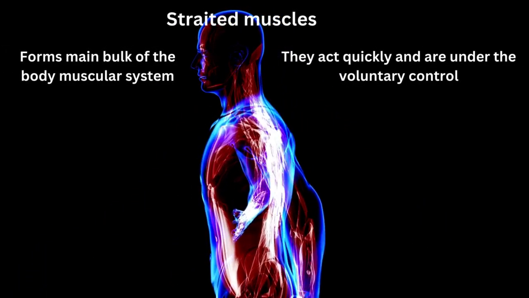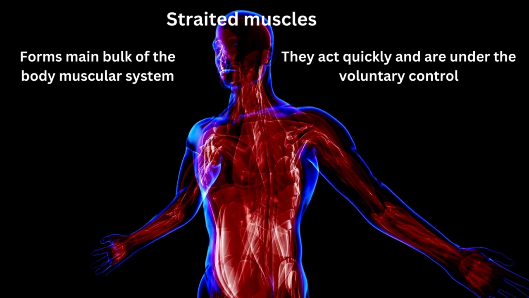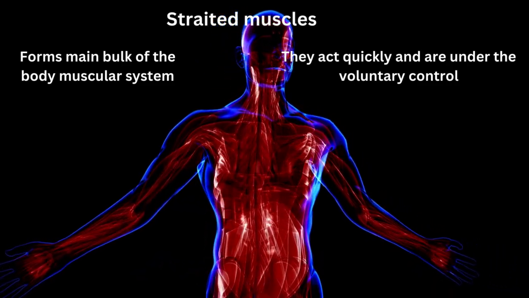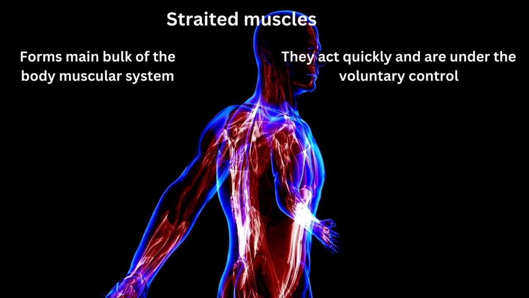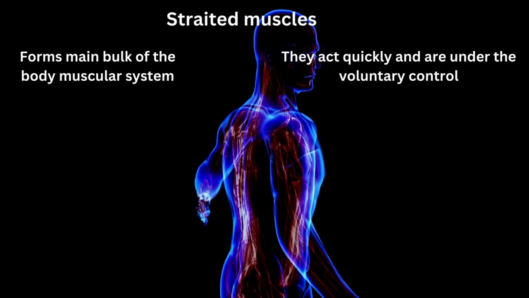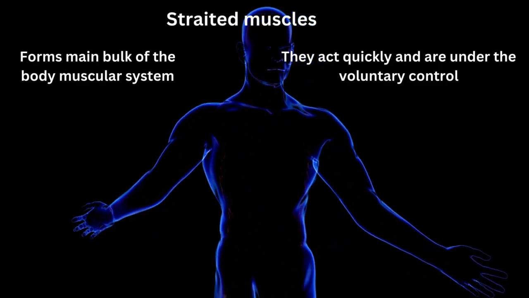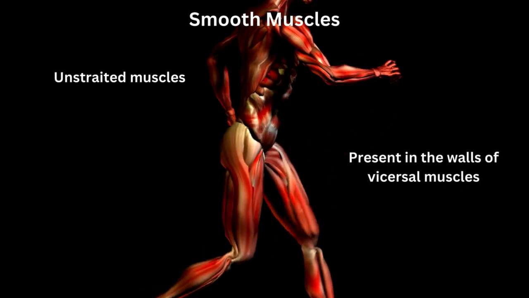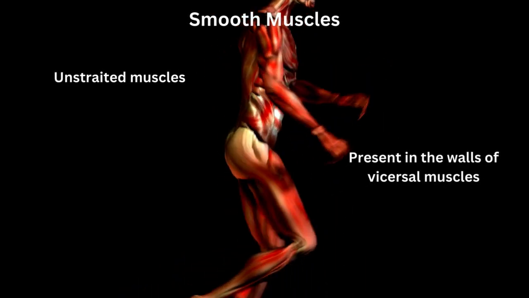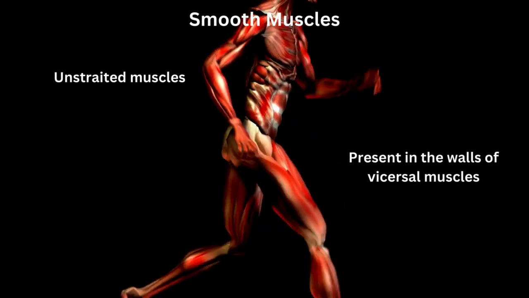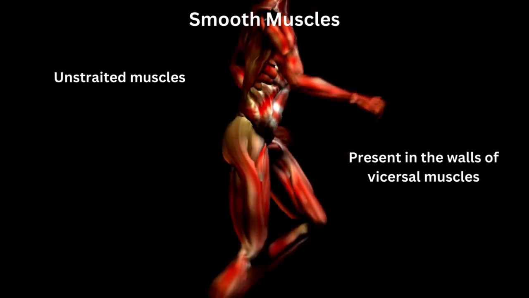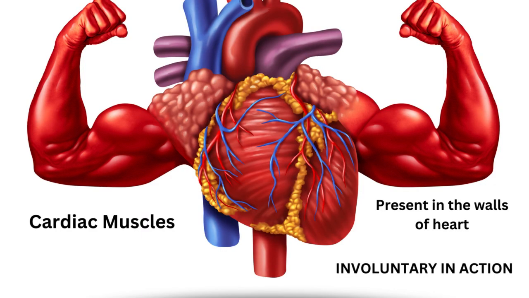The striated muscles form the main bulk of your body's muscular system. They act very quickly and are under voluntary control. On the next slide, we talk about what the structure of the striated muscle looks like. Next are the smooth muscles. These smooth muscles are the unstriated muscles and are present in the walls of most of the visceral organs, hence they are called visceral muscles. Last but not the least are the cardiac muscles. These are the only muscles which are involuntary in action. It does not depend on anyone and it is completely involuntary.